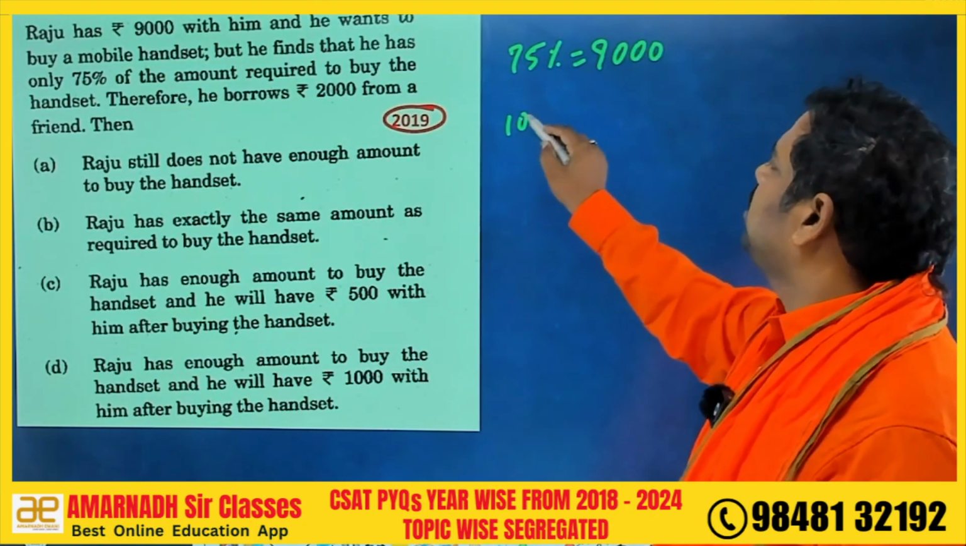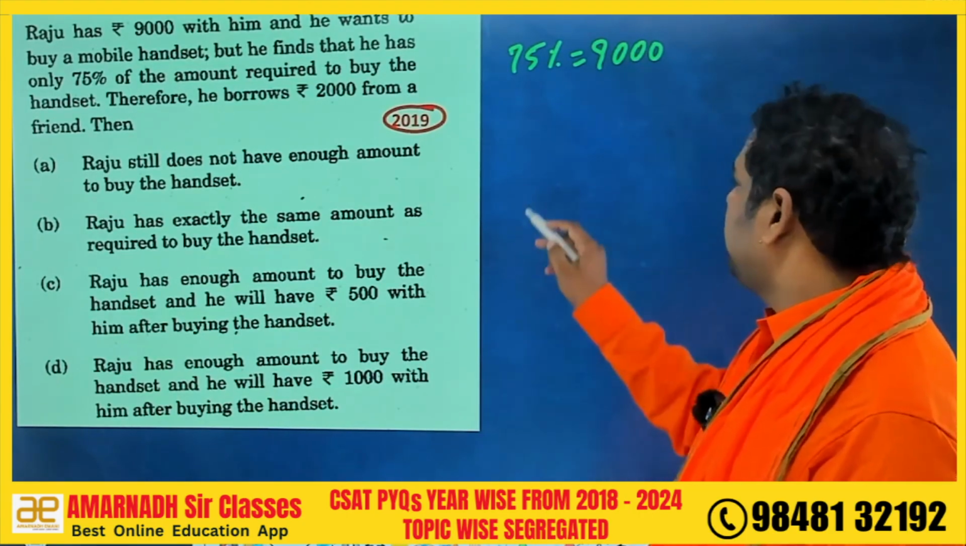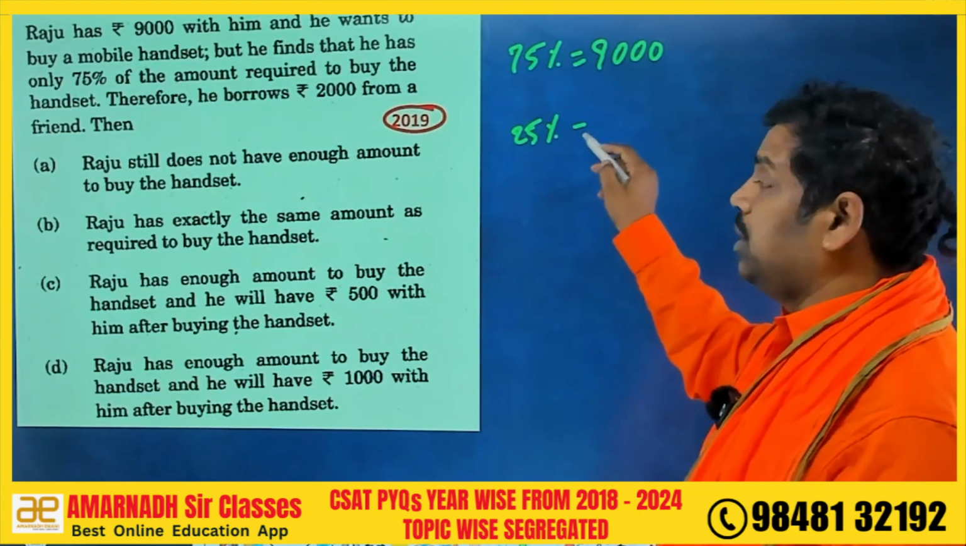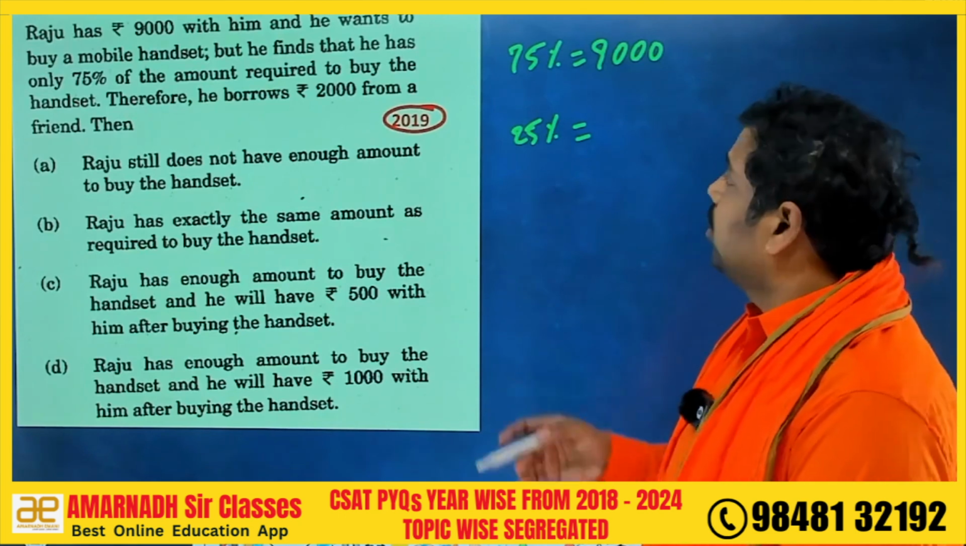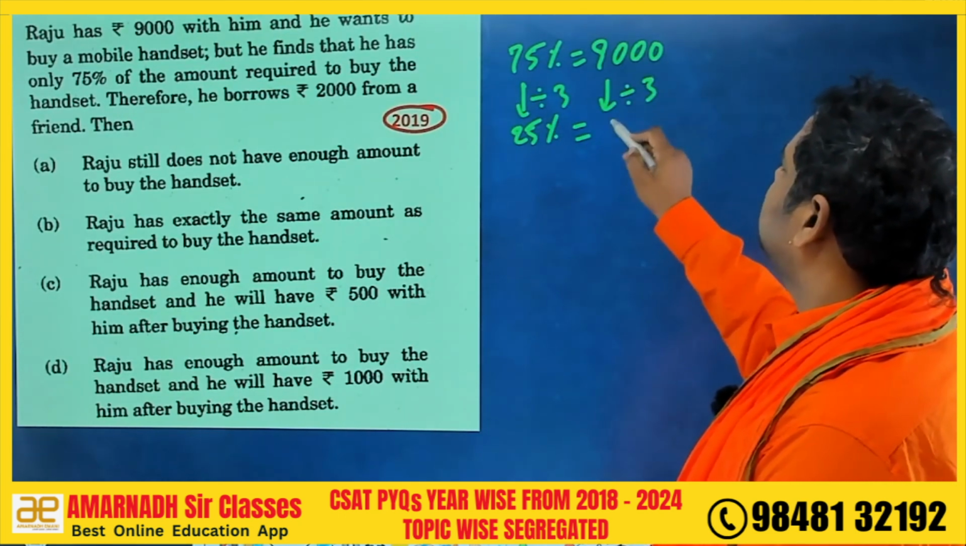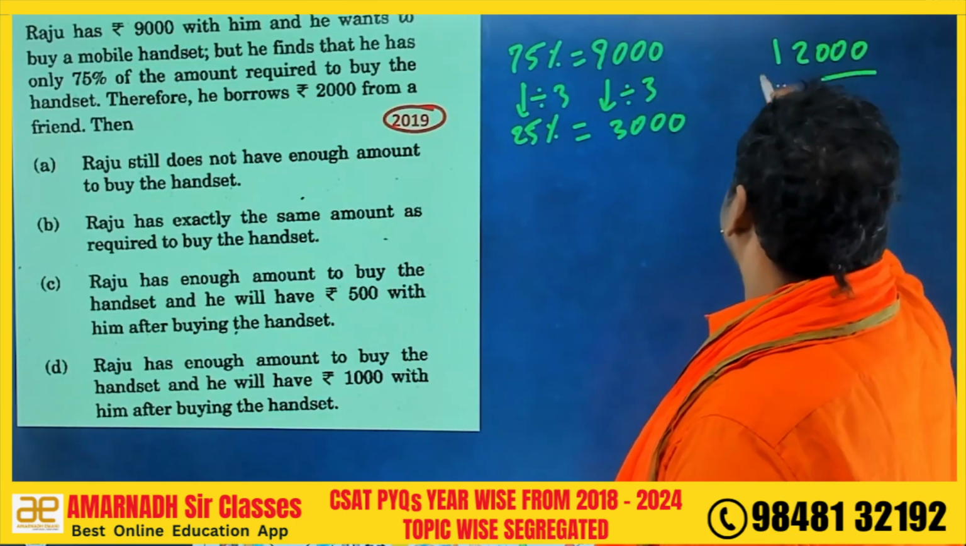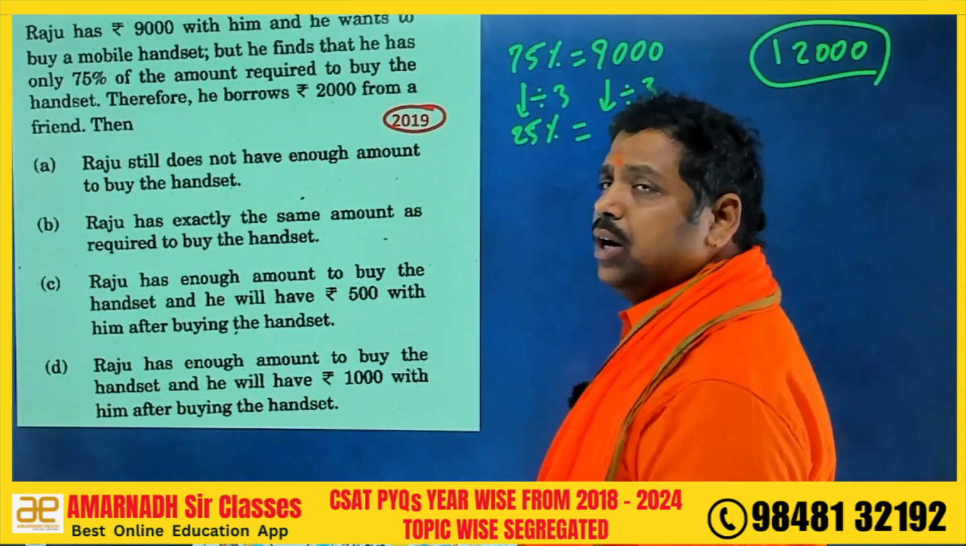100% means what is the total price? Or else how much do I want? Let us imagine I want 25% extra money, right or wrong? 75% is not enough to buy, right? So by 3 it is. By 3 means how much I want is 3,000 rupees still. Because the handset is 9,000 plus 3,000, 12,000 rupees is the price of the handset, right?